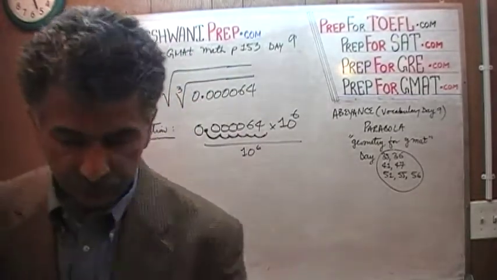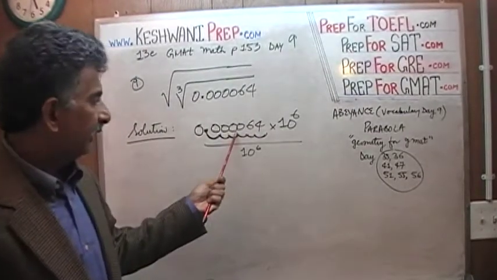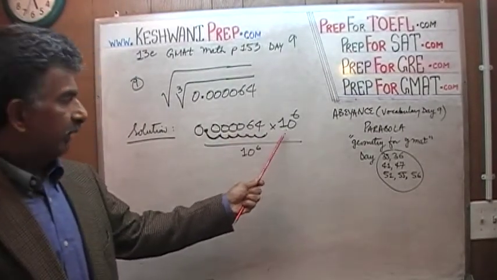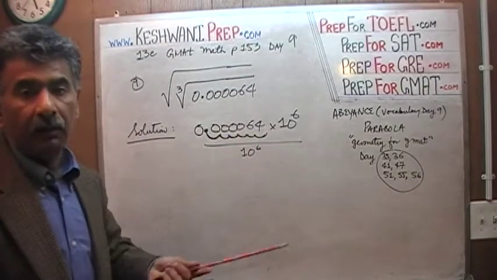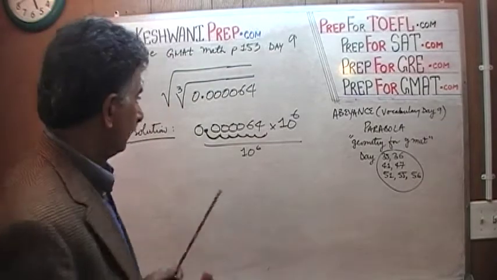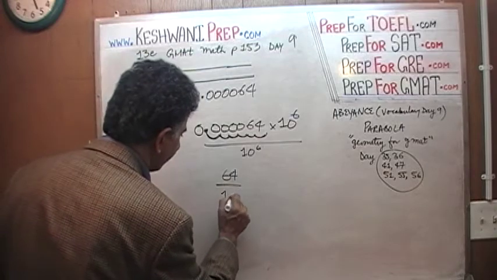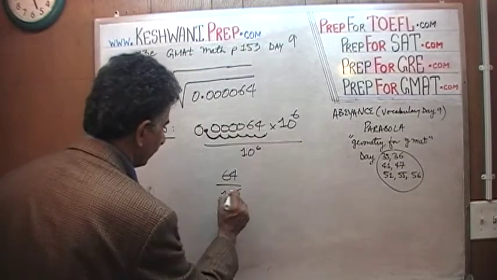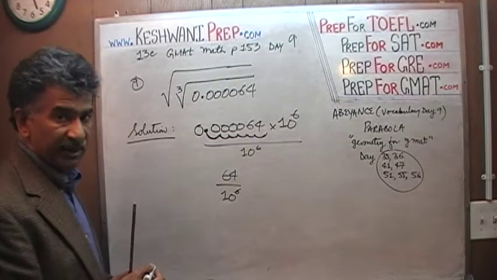So in essence we are multiplying this quantity by some number, and then dividing the result by the same number. Since we're multiplying and dividing by the same number, essentially we are multiplying this thing by 1, so it doesn't change anything. So the top becomes 64, and the bottom becomes 10 raised to 6. That makes it more manageable.